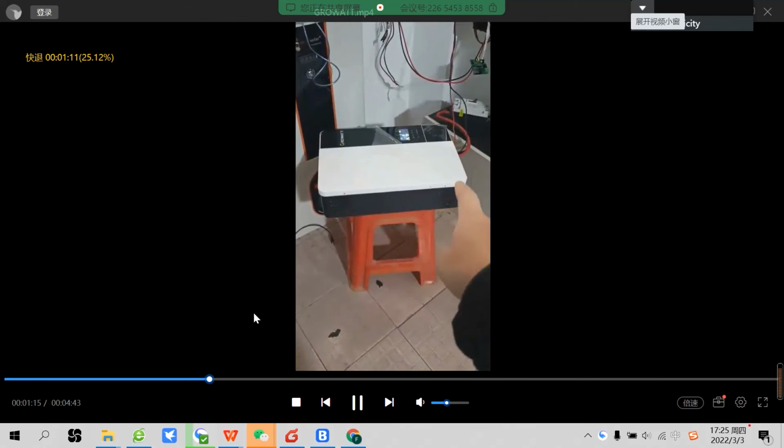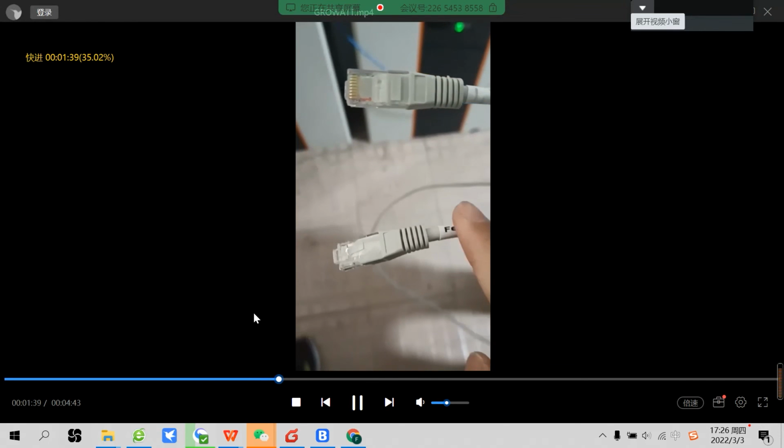In this one we connected four batteries with the Growatt inverter. This is the communication cable, a special cable. If you need this, you need to tell the sales to attach this cable with your shipment.